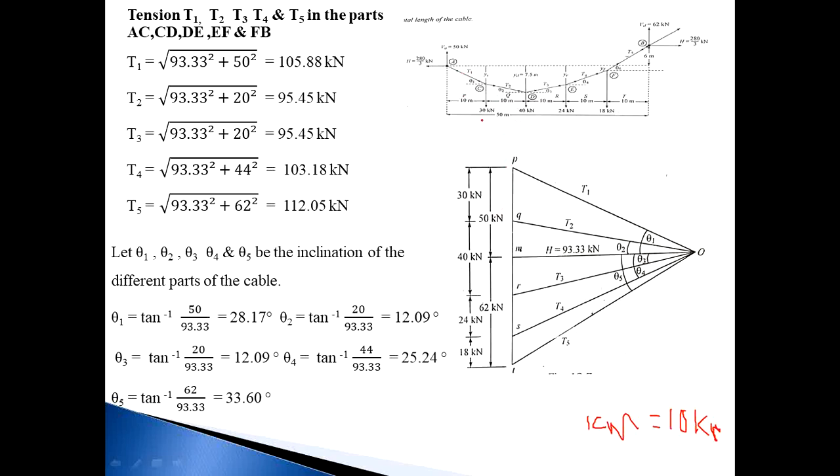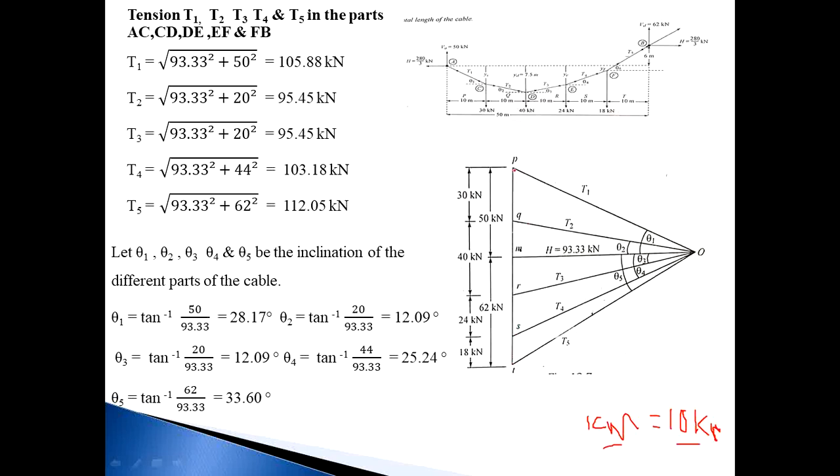Now P to Q is a 30 kilonewton force, and that is vertically downward. So from point P draw a vertical downward line, converted into scale, where 1 centimeter is equal to 10 kilonewton. So 30 kilonewton becomes 3 centimeter, so the PQ distance becomes 3 centimeter. Then Q to R is 40 kilonewton, so QR becomes 4 centimeter. Then R to S is 24, so RS becomes 2.4 centimeter, and S to T is 18 kilonewton, so ST becomes 1.8 centimeter.